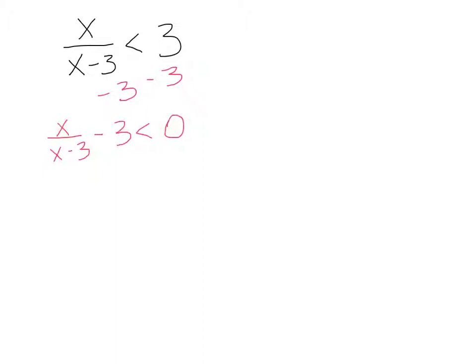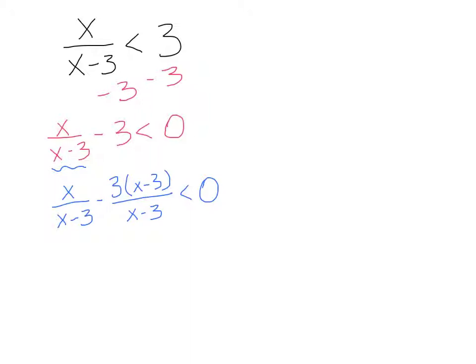However, I can't figure out any of my critical values from this form. So I'm going to need to change this form around a little bit. I'm going to need to get it into one rational, which means I'm going to have to use my skills from adding and subtracting rationals. So I can see that I have a denominator of x minus 3, and I need that with the other term as well. So that leaves me with x over x minus 3 minus 3 times x minus 3 over x minus 3 is less than 0.